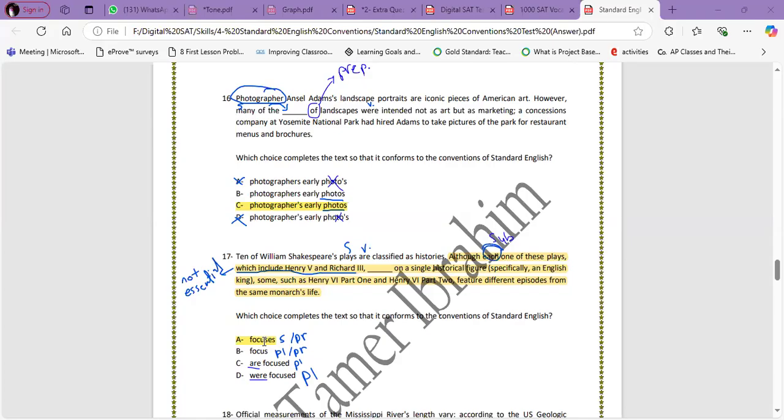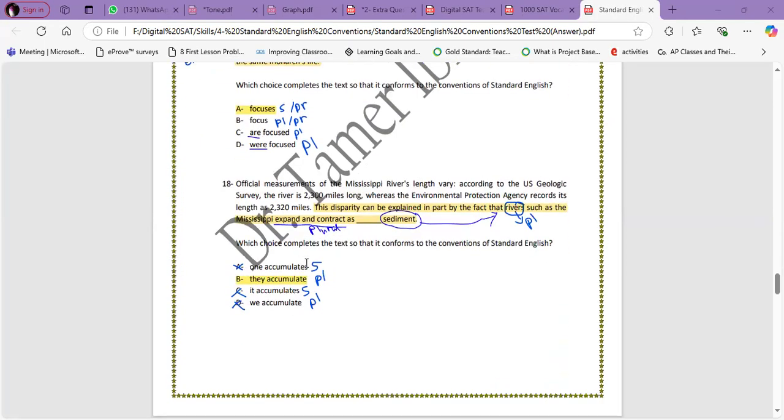So I need to find whether the subject is singular or plural. Although "each" is an indefinite pronoun, we deal with it as singular. One of these plays, which include Henry V and Richard III, I don't care. The subject here is each, a singular indefinite pronoun. So we're going to take focuses.